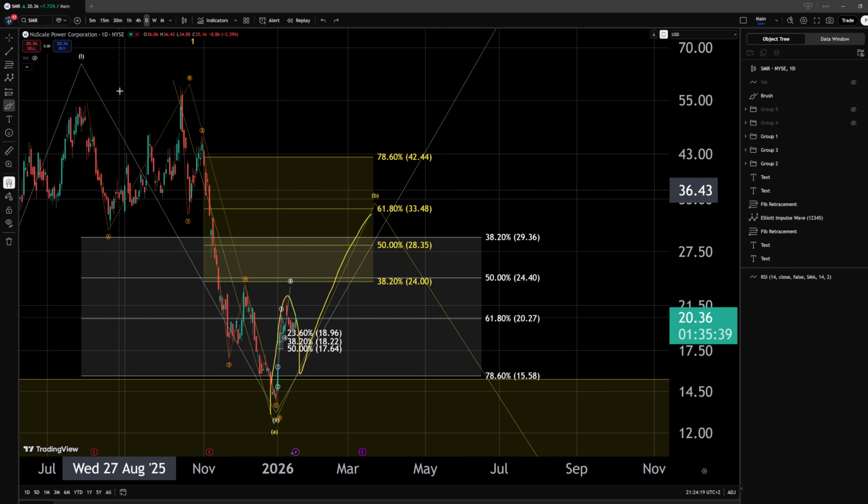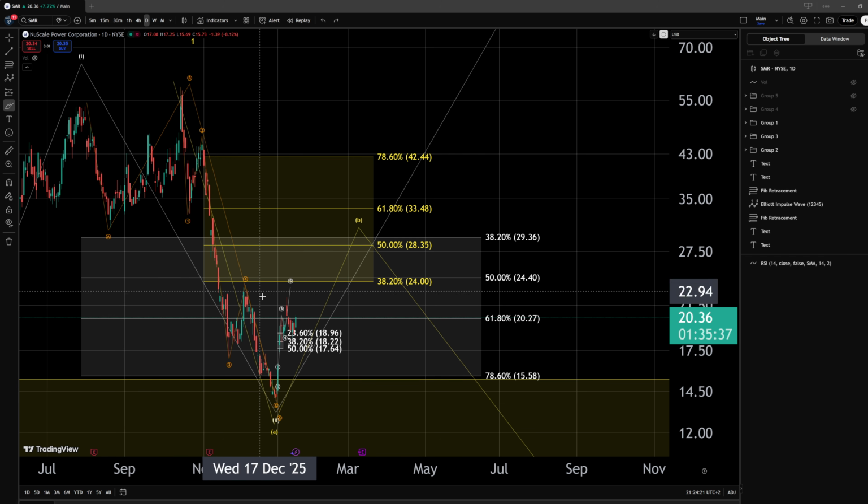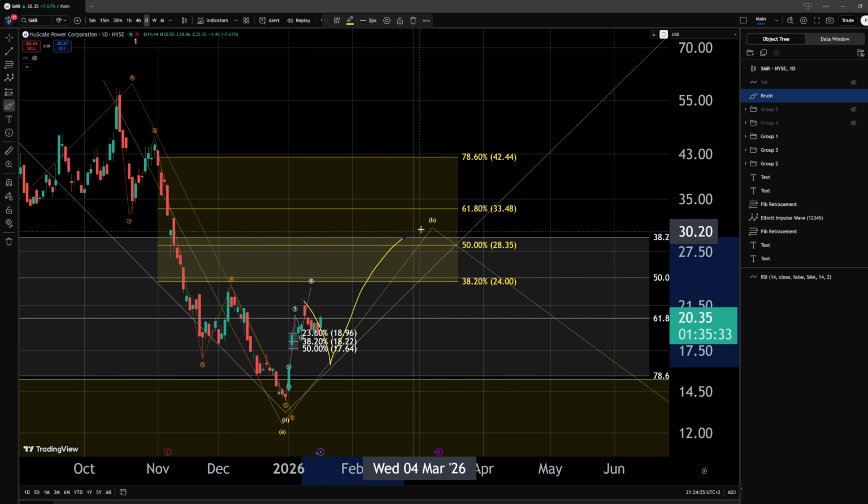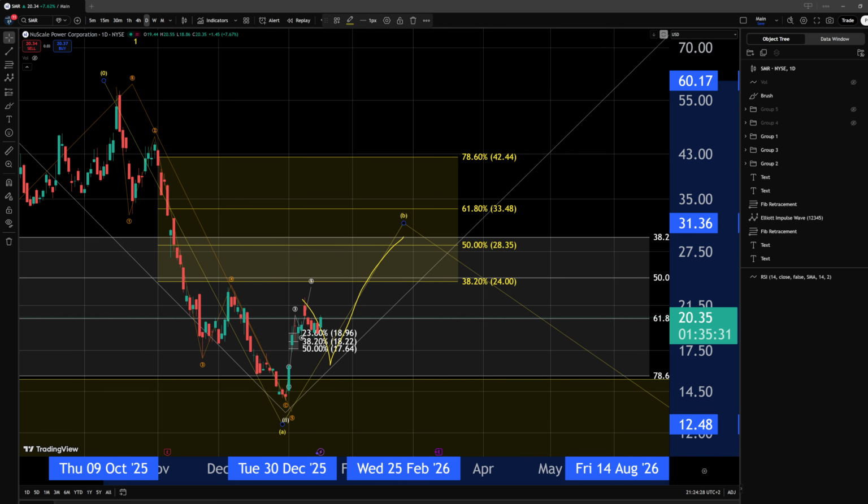this structure is going to extend within the yellow scenario instead. But for now, let's focus on the smaller time frame, because we would still need here at least the wave 2 and the 3, even that, to complete the wave B in yellow.